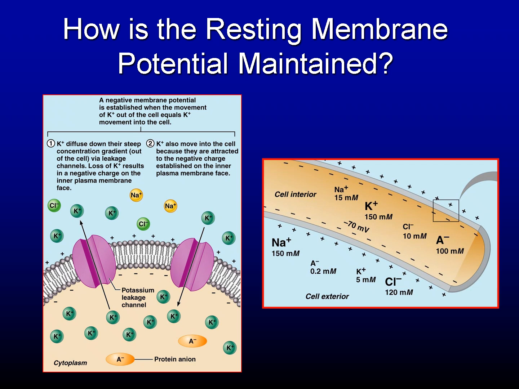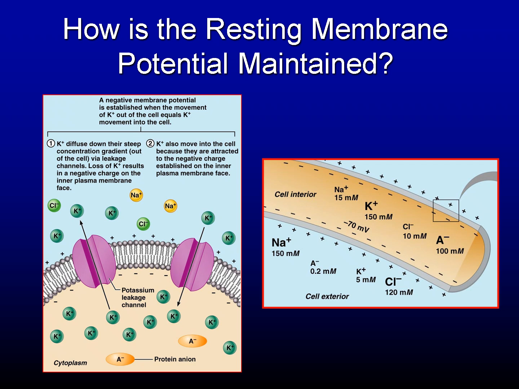In addition, potassium ions also move into the cell because they are attracted to the negative charge established on the inner plasma membrane. Therefore, a negative membrane potential is established when the movement of potassium ions out of the cell equals the movement of potassium into the cell. Flip-flop in the transmembrane potential is behind muscle contraction, secretion of glands, and transmission of information in the nervous system via action potentials. The picture on the right shows a segment of an axon.